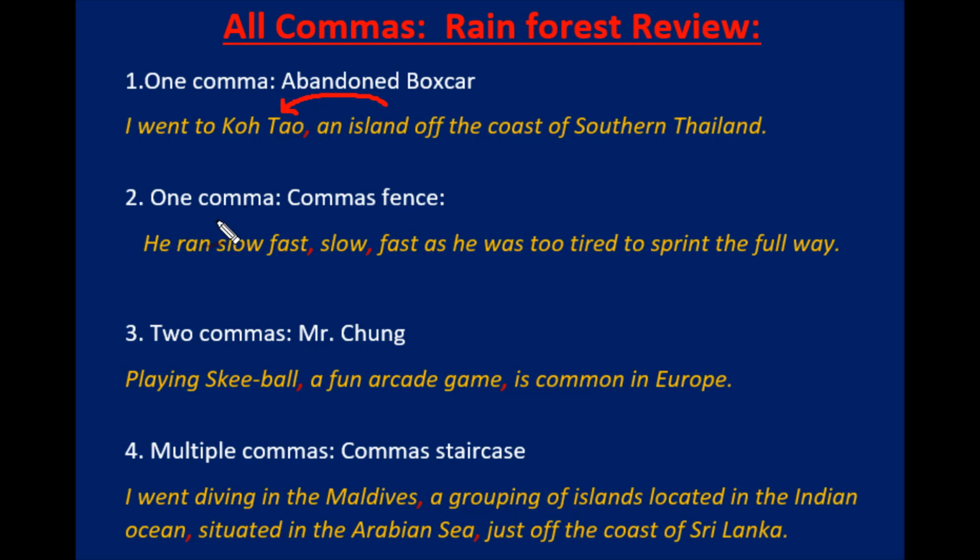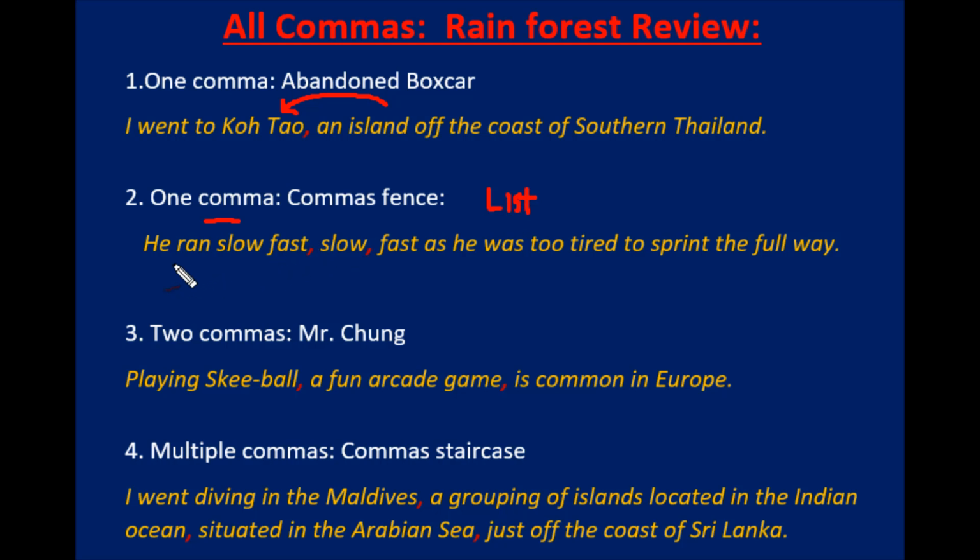Number two is the comma fence. With the comma fence, you're still dealing with one comma. In this particular case, what you're going to do is put a comma between lists of stuff or lists of descriptive words. Doesn't matter, just think a list. Basically, a comma fence says that you're going to build a fence between things that are unrelated.